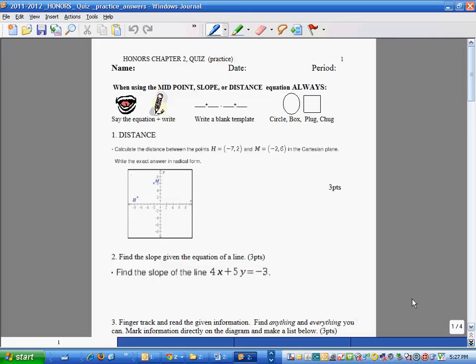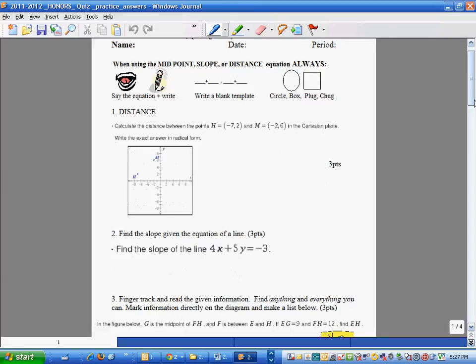We're going to be going through the honors practice quiz for Chapter 2. We have here, it says to calculate the distance between points H, which is at (-7, 2), and M, which is at (-2, 6). Write in exact radical form.